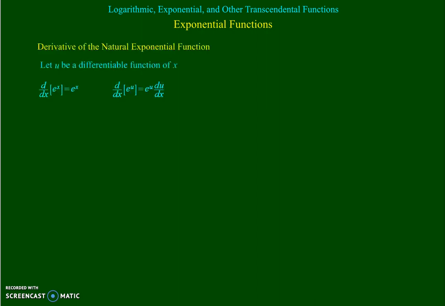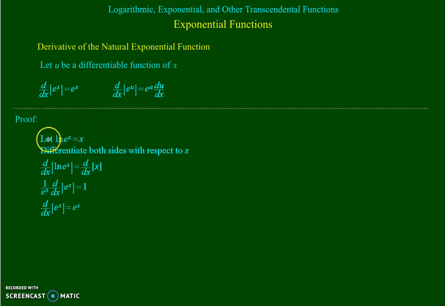So here we're looking at the derivative of the natural exponential function. Let u be a differentiable function of x. Therefore, the derivative with respect to x of e to the x is surprisingly e to the x. And the derivative with respect to x of e to the u, again u being a differentiable function of x, is simply e to the u du. Now, let's take a look at how this comes about.